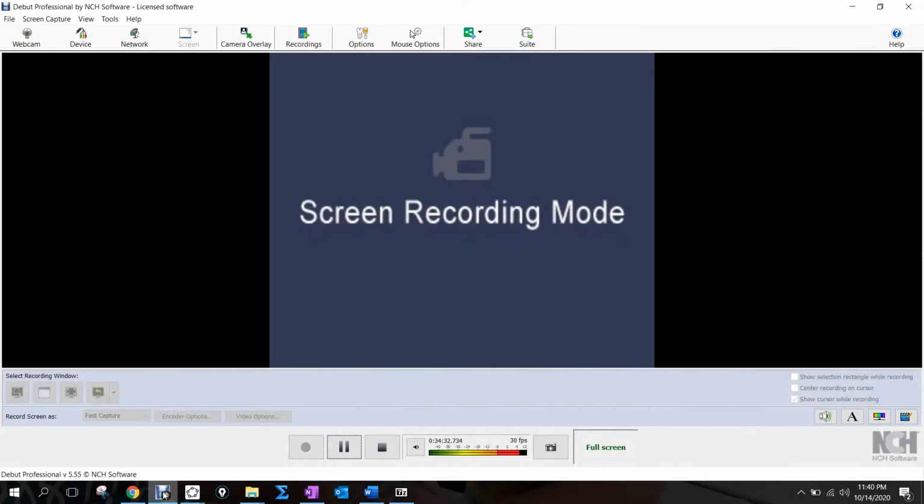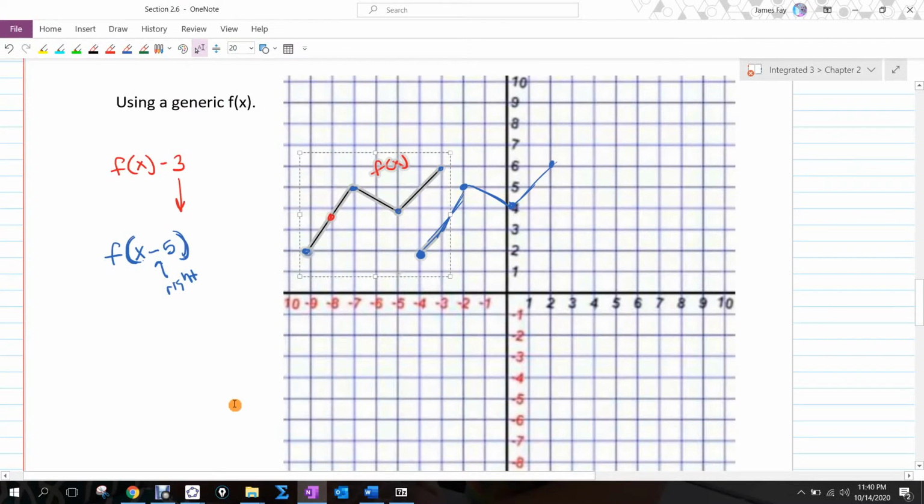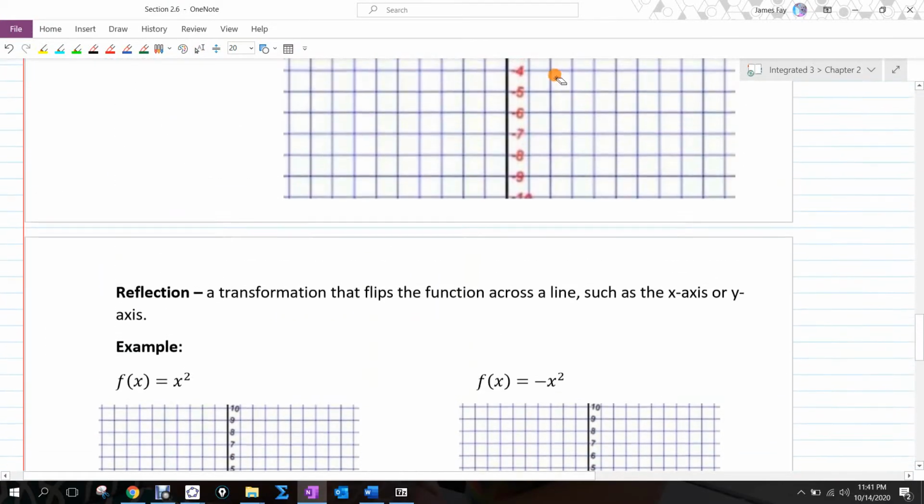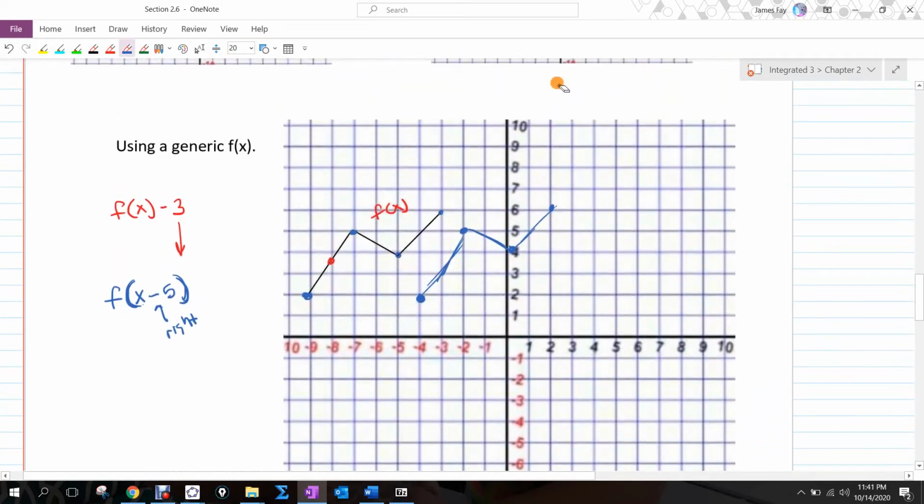I'm going to stop there. We're at 35 minutes. I'll pick up with the reflections and what we call vertical stretches or compressions, or a couple different terminologies that we use to talk about really the same behavior when we talk about vertical stretches. So we'll get to that in the next video.